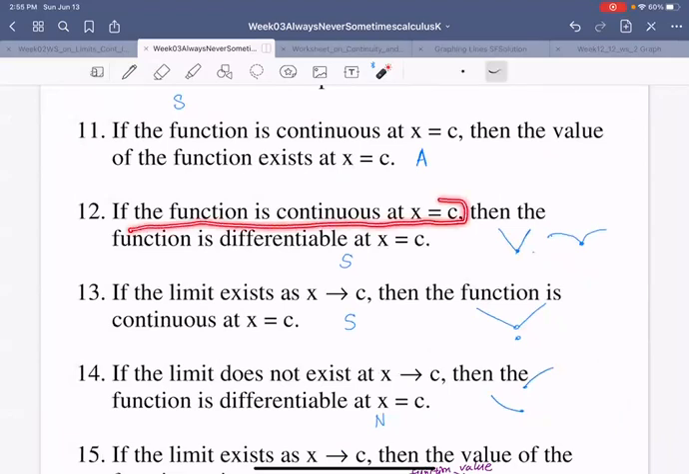Next one. If the function is continuous, then the function is differentiable. Well, no, not at all. You have those absolute value graphs, or a necklace like that. Any of those cusps, let me write this down. This is called a cusp, C-U-S-P. All those kinds of sharp turns, those cusps show that this is wrong. Continuous does not guarantee you to be differentiable, but differentiable guarantees you to be continuous.